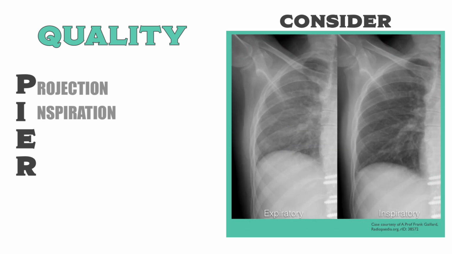If an x-ray is acquired during expiration, there will be little air in the lungs and the density will look increased. The diaphragm will be up, causing the heart to look bigger, and the lung bases will be obscured.